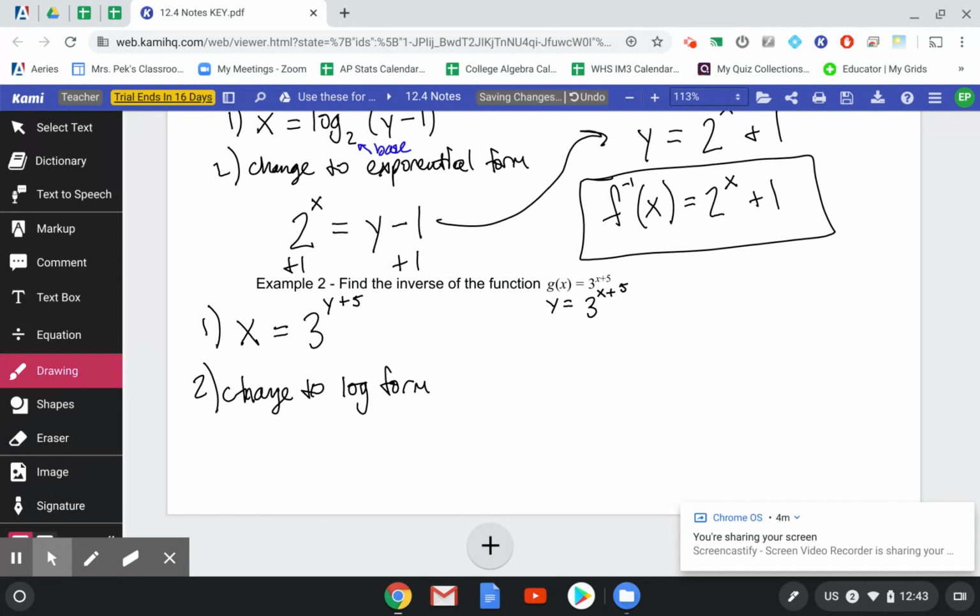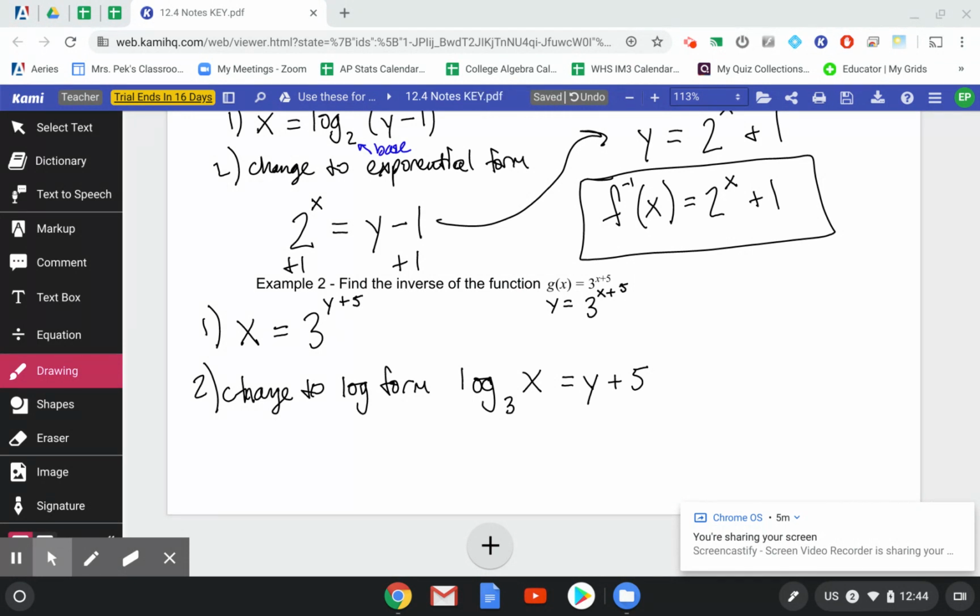If I'm going to change this to log form, we practiced converting between exponential form and log form in part 1 of the video lessons. So we'll have log base 3, and I like to leave a little space. I know my exponent goes over here. So y plus 5 is going to go over here, because the log equals the exponent. And then the argument of my log is going to end up being x.